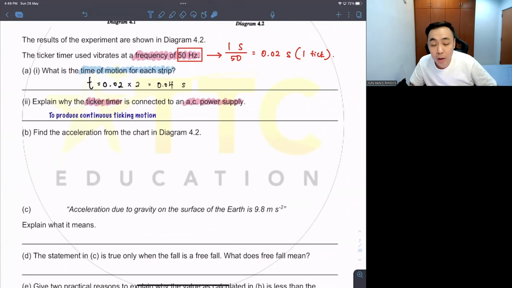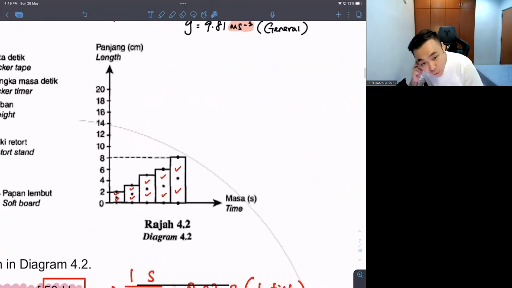Now, another kind of question they like to ask is to describe the type of motions. Like what? You look at this. Can you tell me what kind of motions we are having here? First of all, is the number of ticks the same or not? Ticks are for you to calculate time. So if the number of ticks is the same, it means the time is the same.